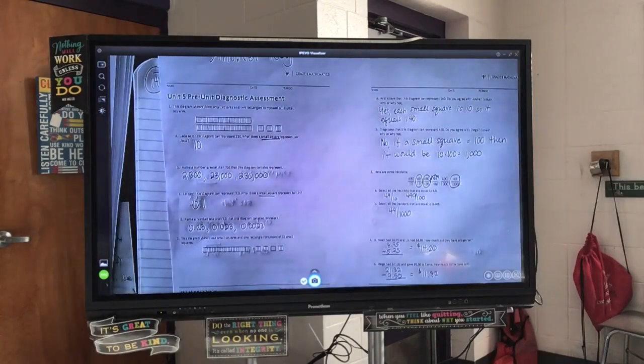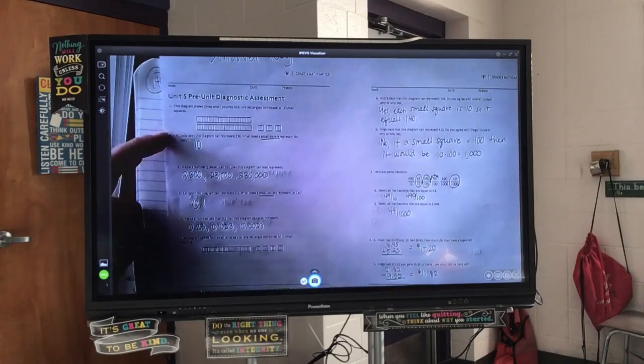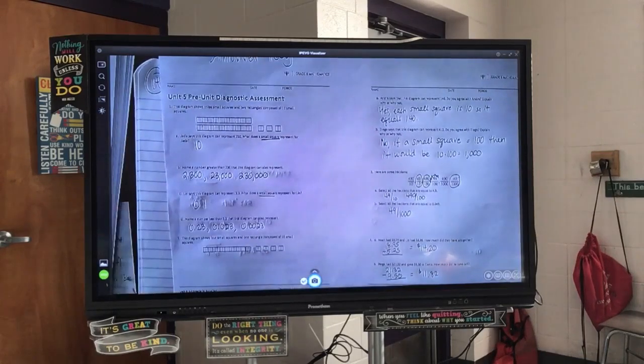All right, C says, Lynn says, this diagram can represent 2 3/10. What does a small square represent? You should have 0.1 or 1/10. So A and C are exact, okay?